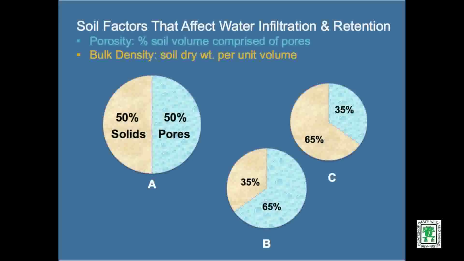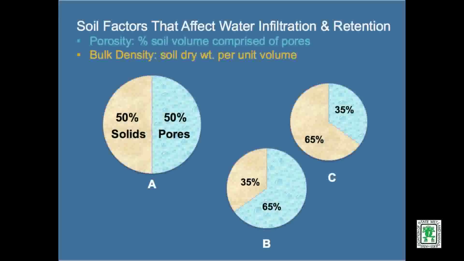Porosity is the percentage of the soil volume comprised of pores, and bulk density is the soil dry weight per unit volume. Your introductory soil textbooks will often present diagram A, which shows a soil where the volume is equally split between solids and pores.